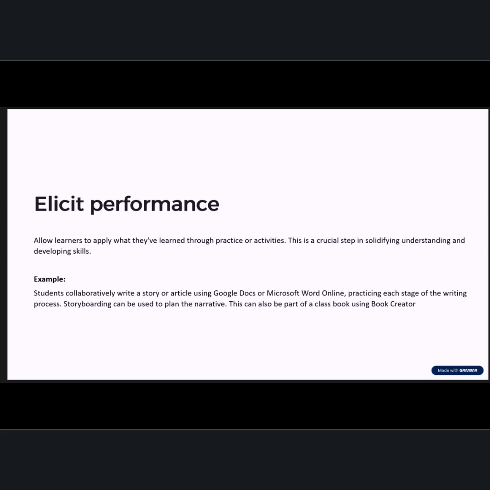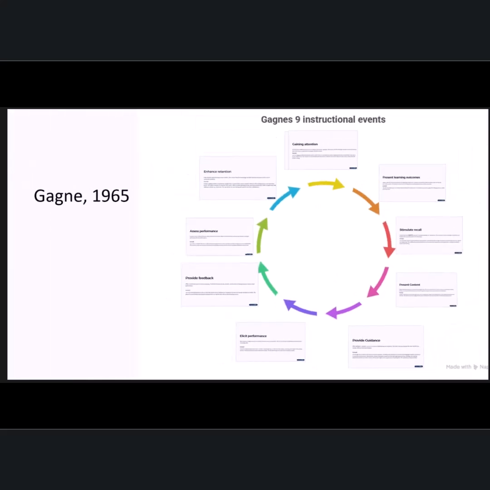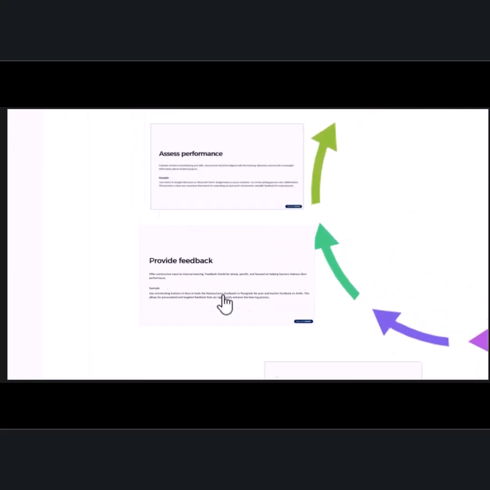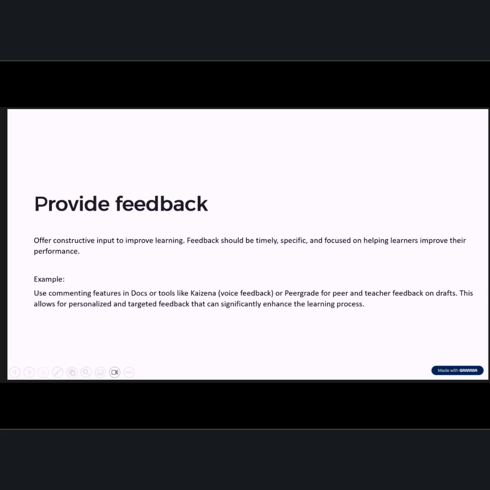I suppose there are several new learning outcomes that might be developed, fostering creativity and development of digital skills such as content creation. Once you've elicited performance, then it's time to provide feedback to the learners. The purpose of this is to provide feedback in terms of whether they're being successful or not in their learning. It's important that feedback is timely, specific, and focused on helping learners to improve their performance.